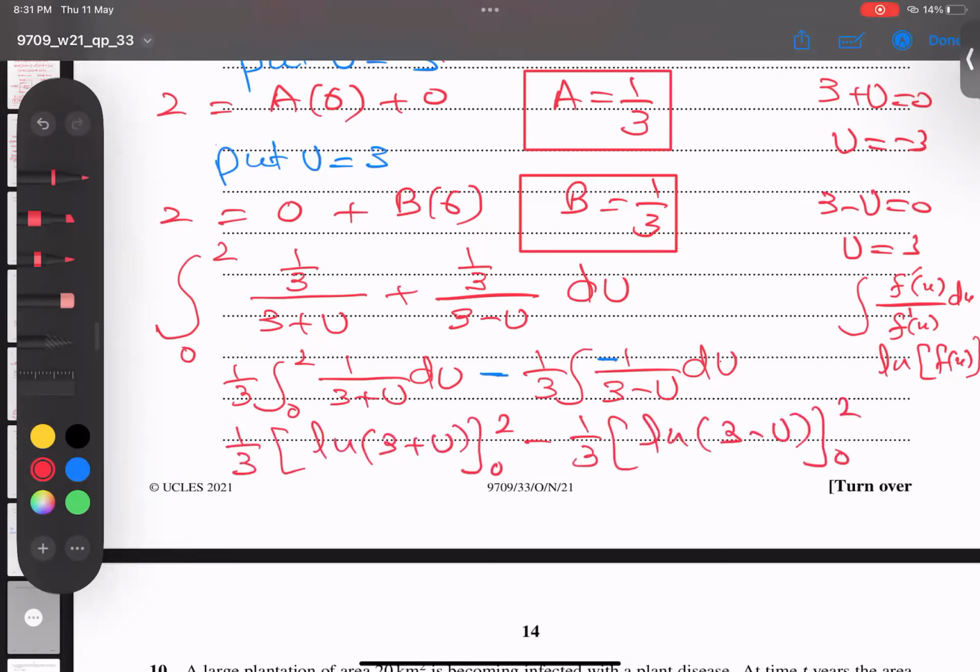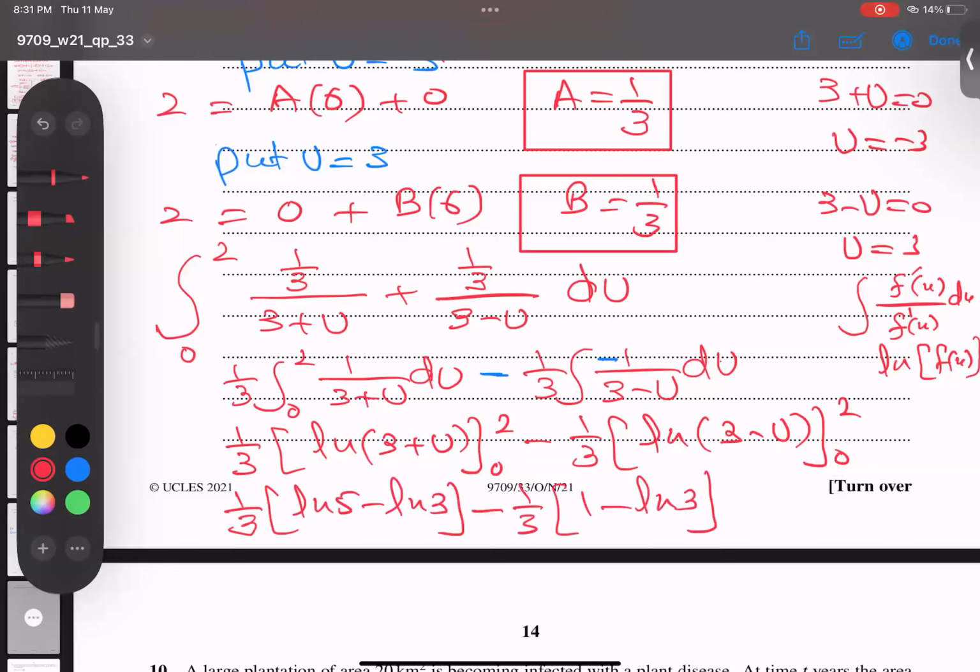I want to plug in 3 here, students. Okay. And you see now, when I plug in 2 in the place of each u, so 3 plus 2 is 5, I can say 1 over 3 log of 5 minus, when I plug in 0, I get log of 3. This is done. What about this, student? Same story. Plug in 2 here, 3 minus 2, I got 1, log of 1 is 0, not a waste of time. When I plug in 0 here, I get log of 3 once again.